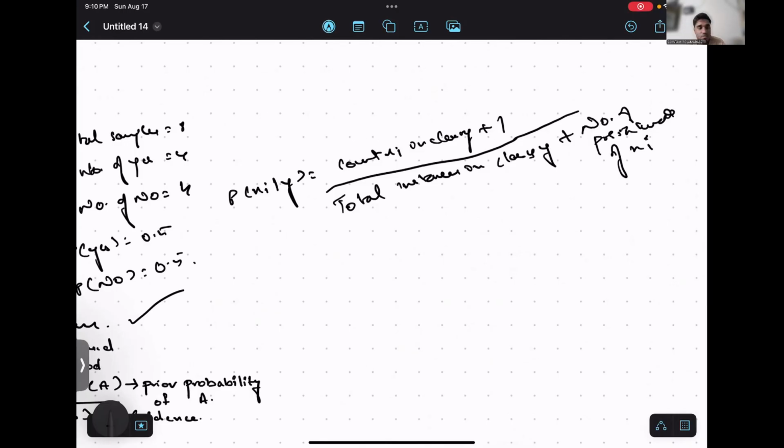The possible values for the feature outlook is three values. The possible values for the feature temperature is three values. The possible values for humidity is two values, and possible values for wind is also two values. Using this formula, if we calculate the likelihood of each combination, we get the following data.